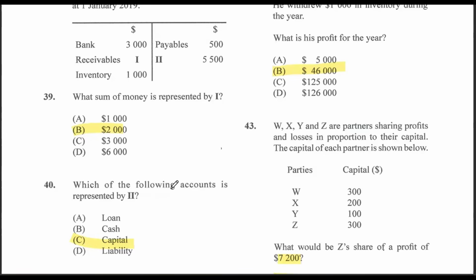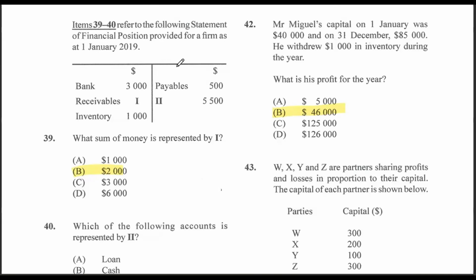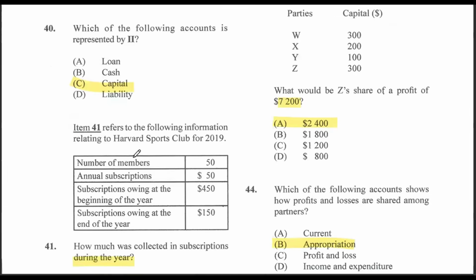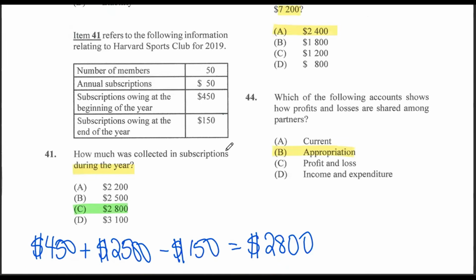Now, question 40. Which of the following accounts is represented by 2? 2 here, guys, this area here. Now, if this is a representation of your balance sheet, remember one side will be assets, the other side is capital and liabilities. So therefore, payables is liabilities, therefore 2 should represent your capital. Good job, C. Time for us to move on to question 41.